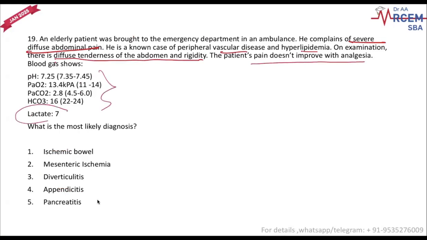Blood gas is given. Lactate levels are on the higher side. Most likely diagnosis: classical history of mesenteric infarction, because of a severe abdominal pain, along with lactates on the higher side. It is always mesenteric ischemia until and unless proven otherwise.